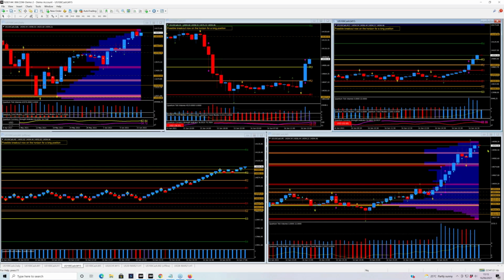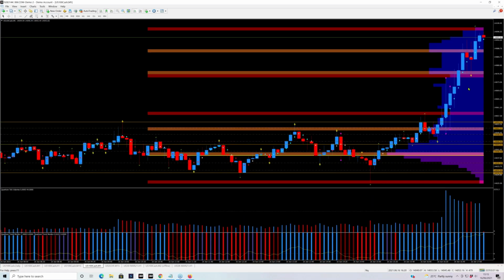So we can see here, the nice thing about the volume point of control is that, as it says, we thought this was going to be a resistance. It didn't. It's pushed on. It creates another one. And we look at the volume. Is that enough to push that through? We're always looking down here. Is that enough to push that through? Are there buyers waiting up there to take it further?